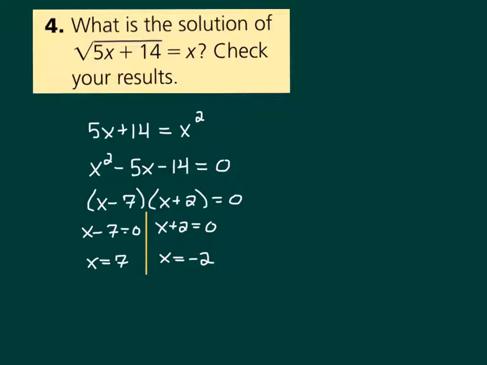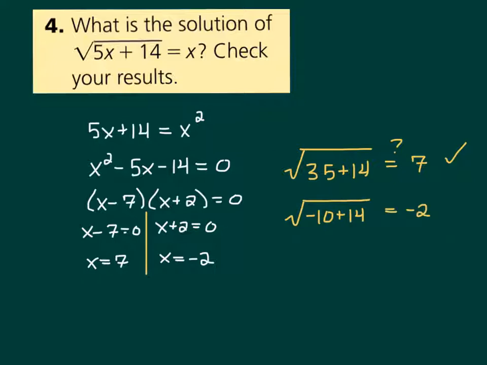So we have two options, and we have to check them both. We could have two answers, or only one of these will work, or neither of these could work. Plug in 7. We get the square root of 35 plus 14 equals 7. Is that true? What's 35 plus 14? Square root of 49 is 7, so that one works. Try negative 2. The square root of negative 10 plus 14 equals negative 2. That one is true, because you get the square root of 4 is negative 2, which is true. Negative 2 squared is 4. Both of them should work.